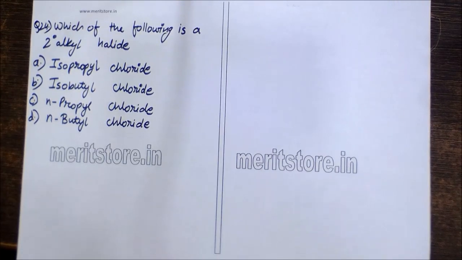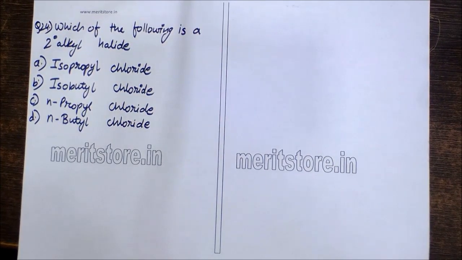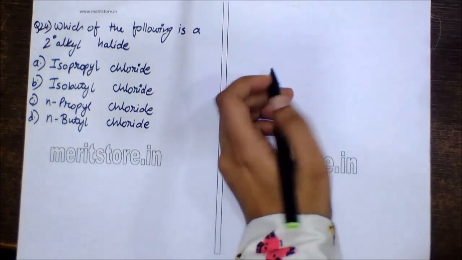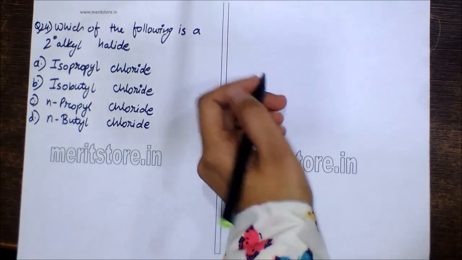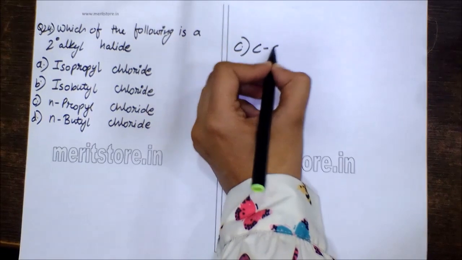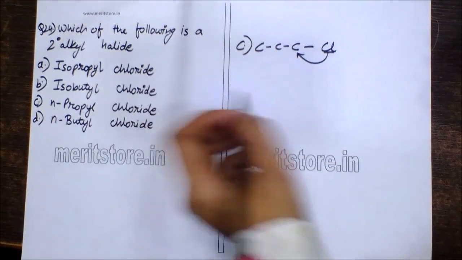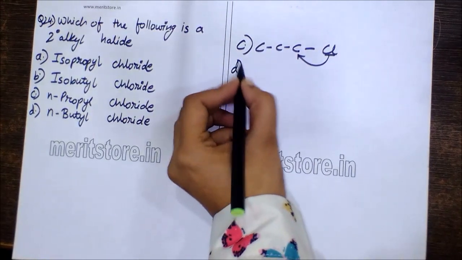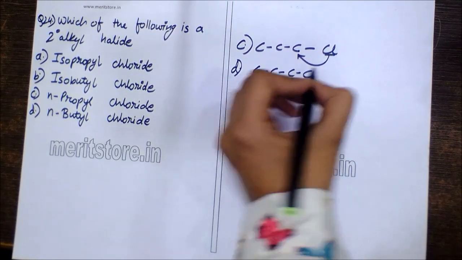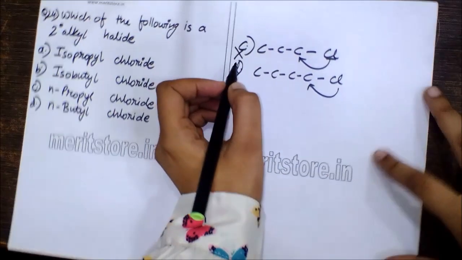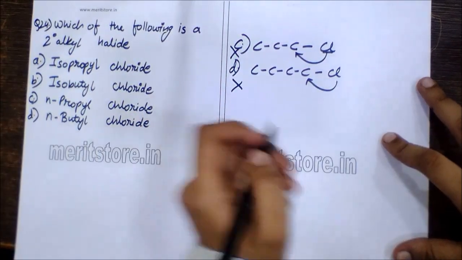Question 24. Which of the following is a secondary alkyl halide? A. Isopropyl chloride, B. Isobutyl chloride, C. N-propyl chloride, D. N-butyl chloride. When you talk about secondary alkyl halides, you cannot have N-propyl chloride and N-butyl chloride. In option C, N-propyl chloride, the chlorine is attached to the primary carbon. Even in option D, N-butyl chloride. So both option C as well as option D cannot be.